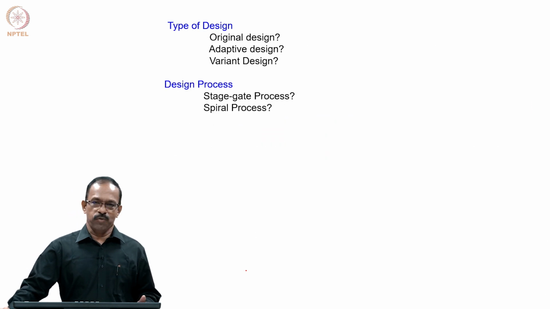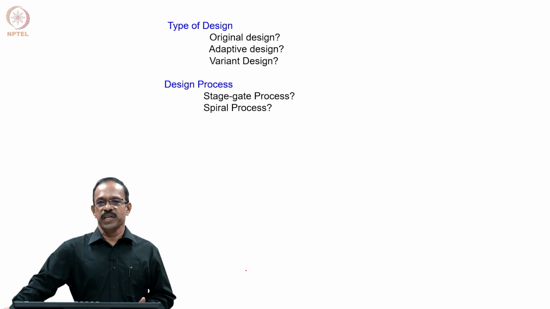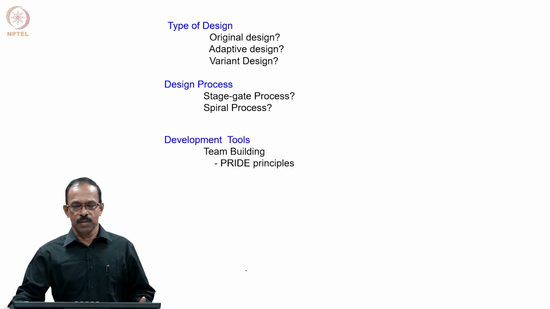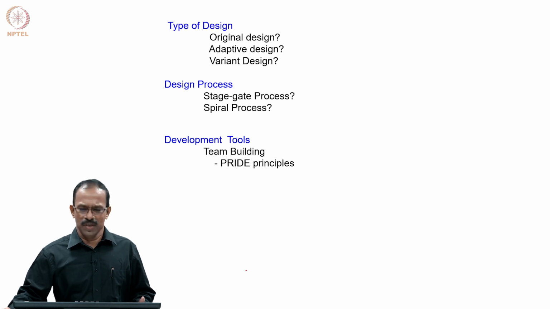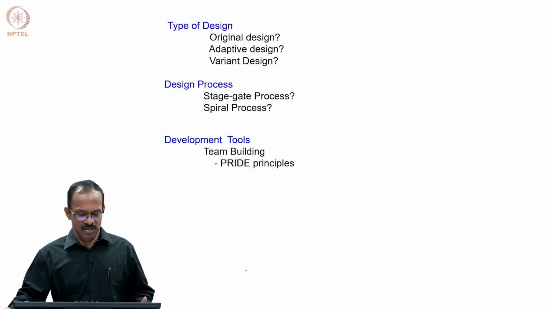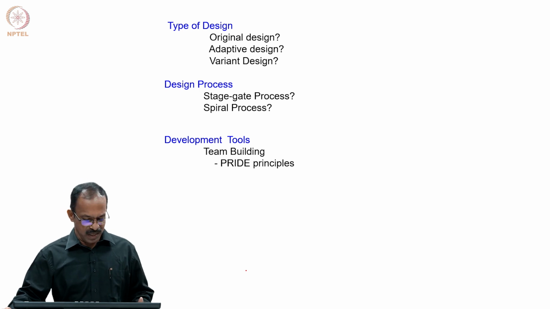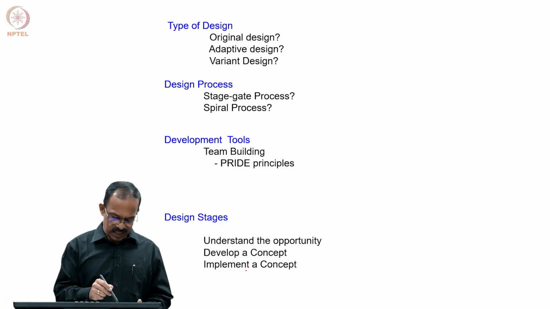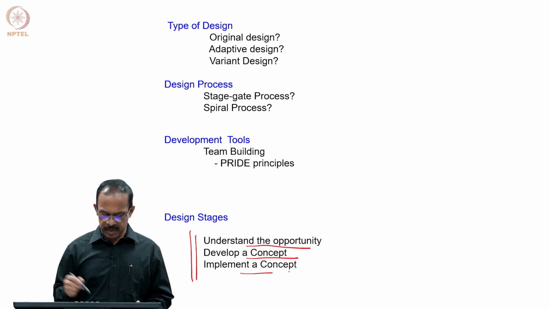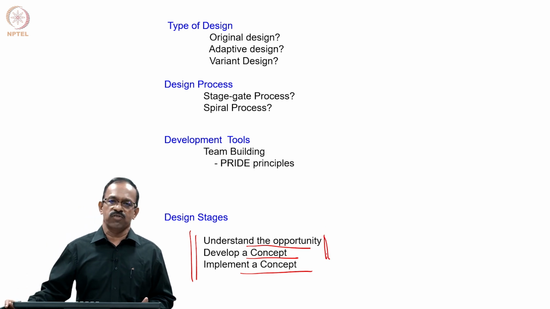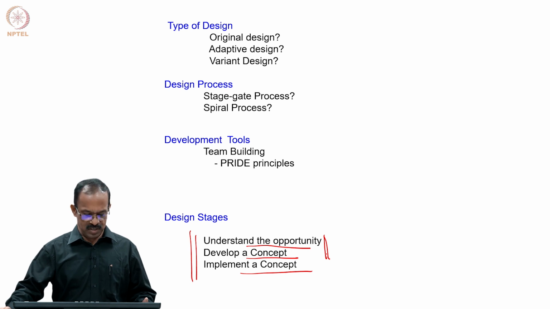And we talked about the types of designs: original, adaptive, and variant design. We talked about the design process, stage gate and spiral process, and development tools, basically the team building and pride principles we discussed during the laboratory session. We had a few laboratory sessions covering almost all these topics. The three important design stages we identified are understand the opportunity, develop a concept, and implement a concept. We focused on the first two, where the functional and conceptual design was covered.